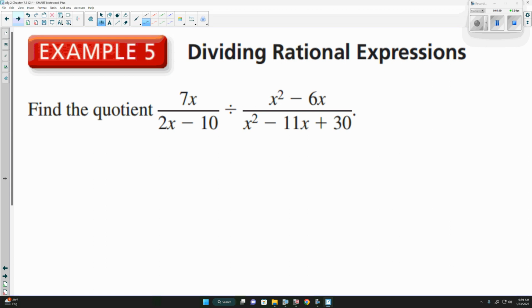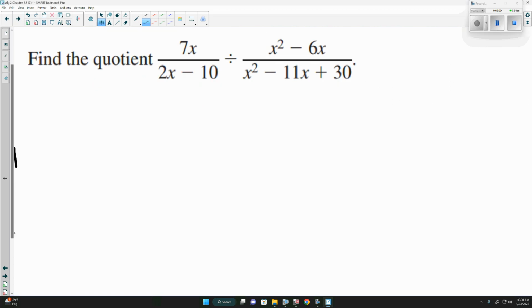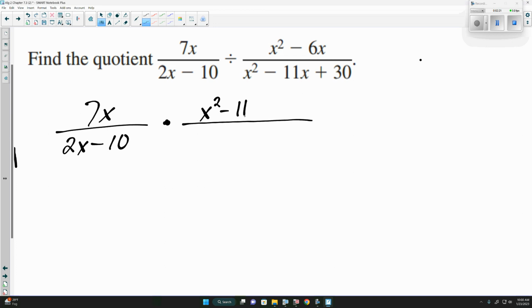So we're going to look at this first one here, this first quotient. The first thing we can do is change it. Our first rational expression doesn't change, so our 7 over 2x minus 10 stays the same. Now we change it from division to multiplication and flip the second. So now our second expression is going to be x squared minus 11x plus 30 over x squared minus 6x.